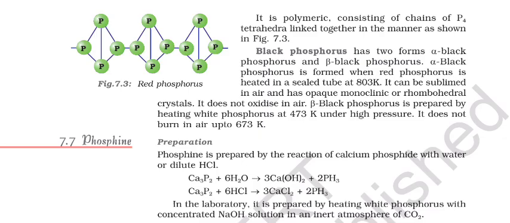Black phosphorus has two forms, alpha black phosphorus and beta black phosphorus. Alpha black phosphorus is formed when red phosphorus is heated in a sealed tube at 803 Kelvin. It can be sublimed in air and has a monoclinic or rhombohedral crystal structure. It does not oxidize in air. Beta black phosphorus is prepared by heating white phosphorus at 473 Kelvin under high pressure. It does not burn in air up to 673 Kelvin.